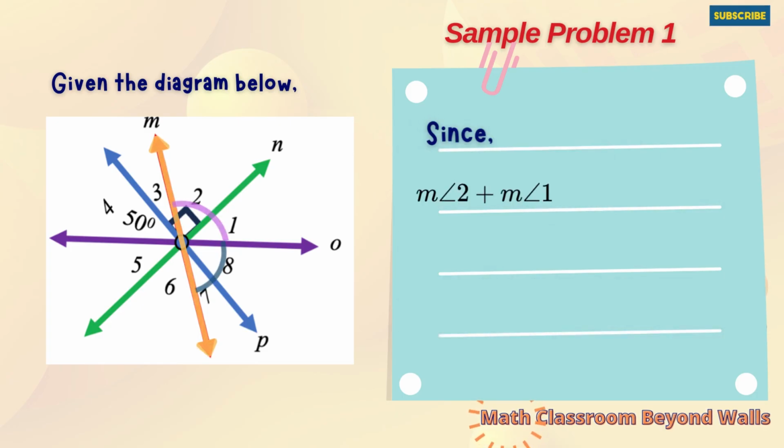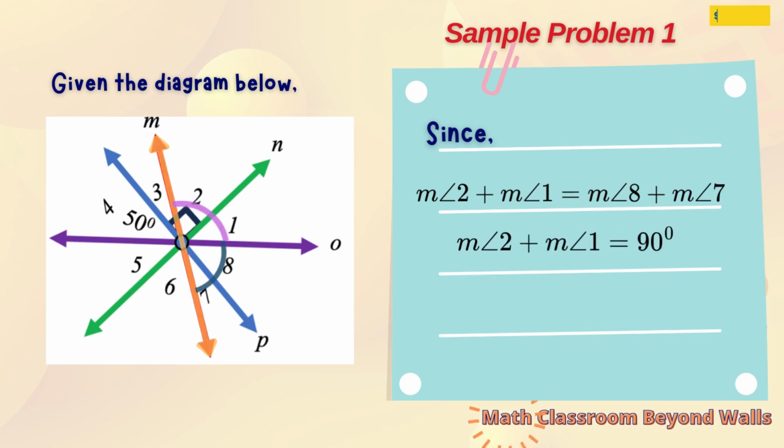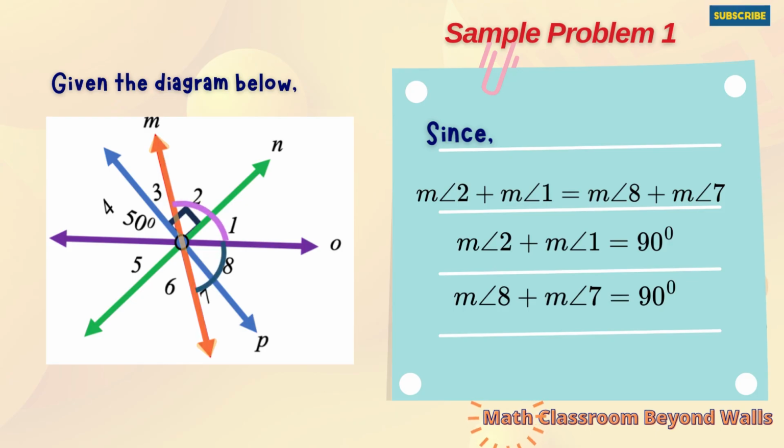Now, if the measure of angle 2 and 1 is equal to the measure of angle 8 and 7, that means that the measure of angles 1 and 2 add up to 90 degrees. And the measure of angles 8 and 7 add up to 90 degrees as well.